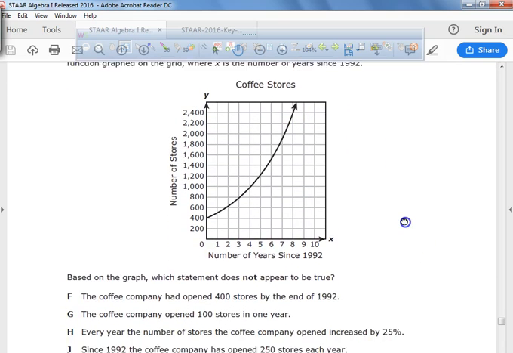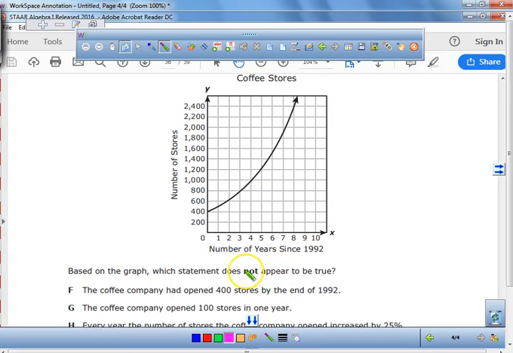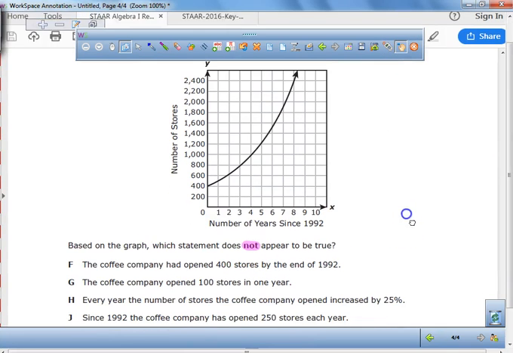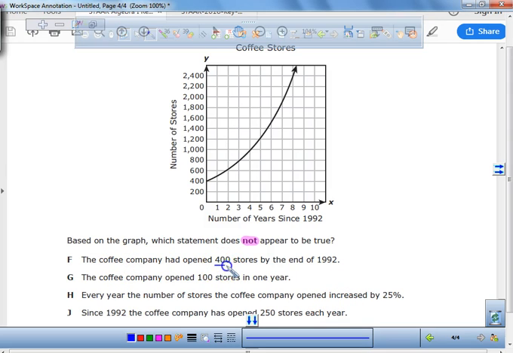Now, what we're having to do is it says, based on the graph, which statement does not appear to be true? So when you're doing these problems, make sure you don't look necessarily for the truth. You're looking for what is not true. All right, so let's see if these statements are correct. The coffee company had opened 400 stores by the end of 1992. Well, right here, if this is the number of years since 1992, how many stores did they have in 1992? So does that statement appear to be true? Okay, so I have to check that that's true.